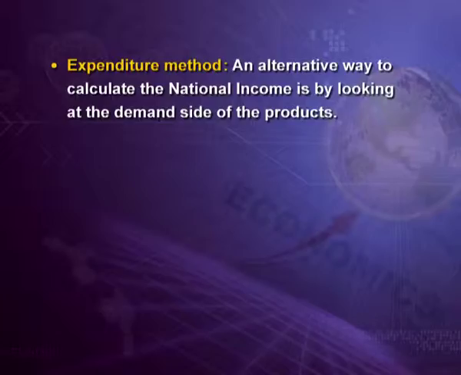Now, the last method of measuring national income is the expenditure method. The expenditure method is an alternative way to calculate the national income by looking at the demand side of the product.